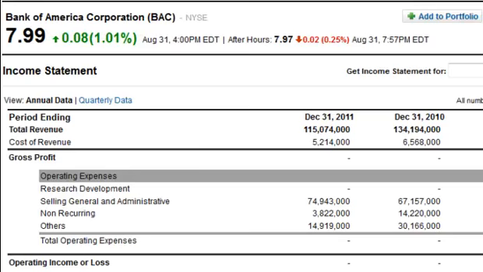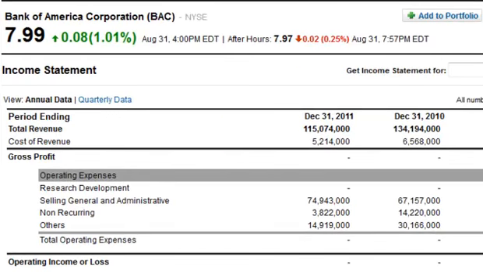Okay, before we get started, I'll let you know that I'm on the Yahoo Finance page looking at the income statement for Bank of America. Here's the income statement here. I'm looking at the annual data right now, and underneath the operating expenses at the very bottom you'll find the category others, and that's where you're going to be finding this information. In some cases you won't even see anything listed under others. In other cases you will. And that number will vary dependent on the company that you're looking at.